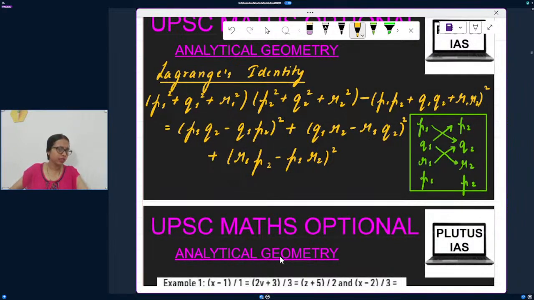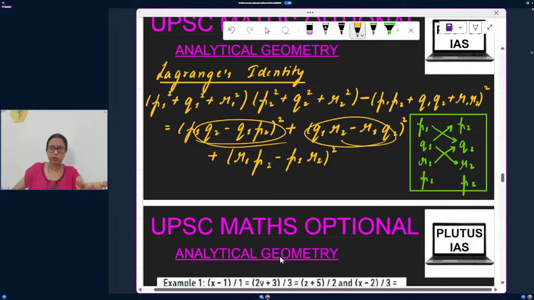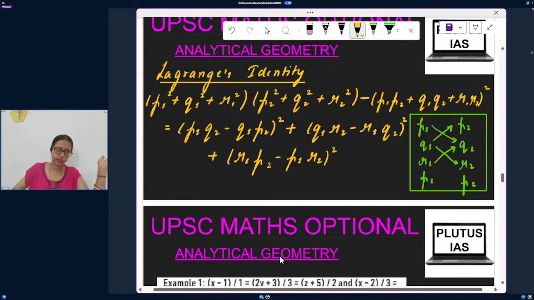You can see there are basic identities used: a minus b whole square, a plus b plus c whole square. If you want to verify, you can verify. The left hand side will come out to be equal to the right hand side. You need to solve both of them here. Okay, let's see.